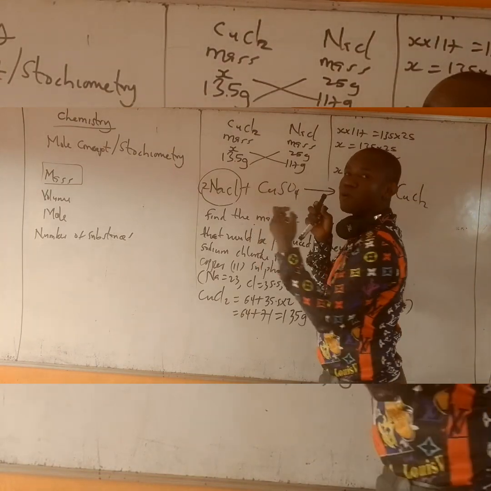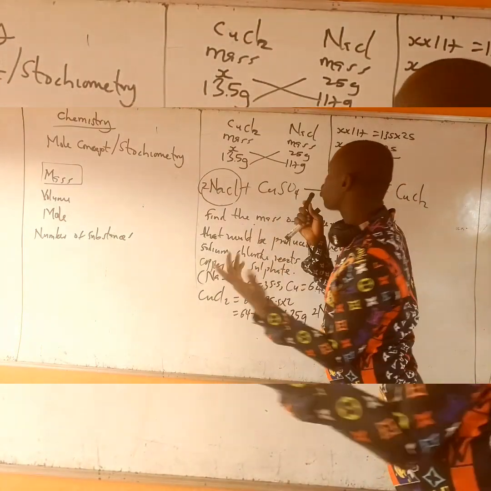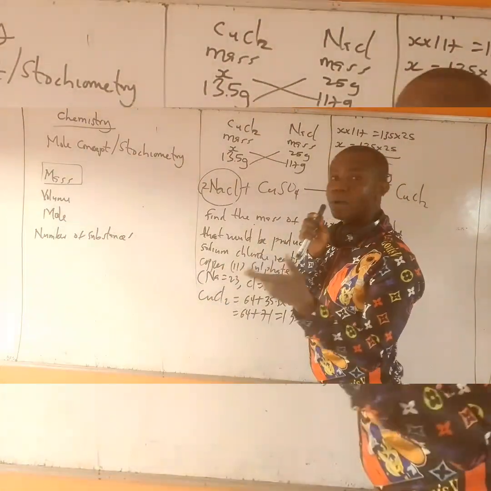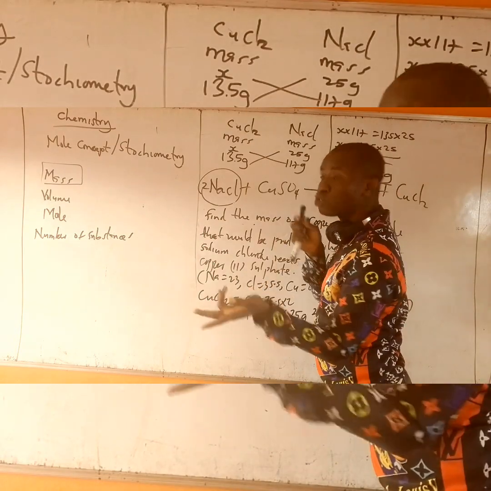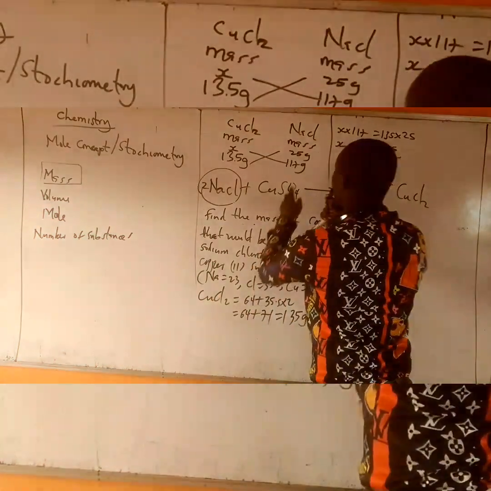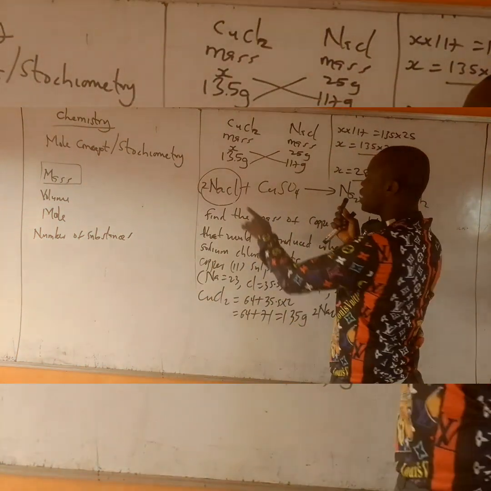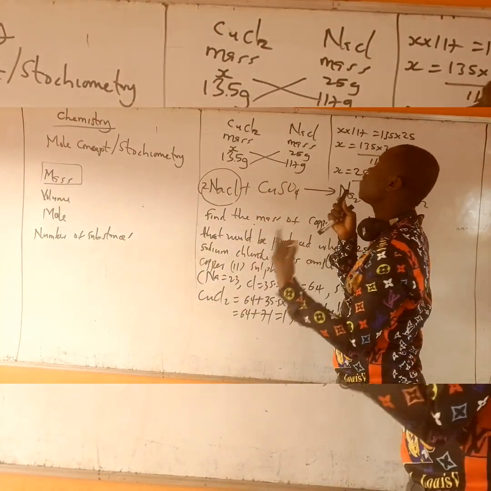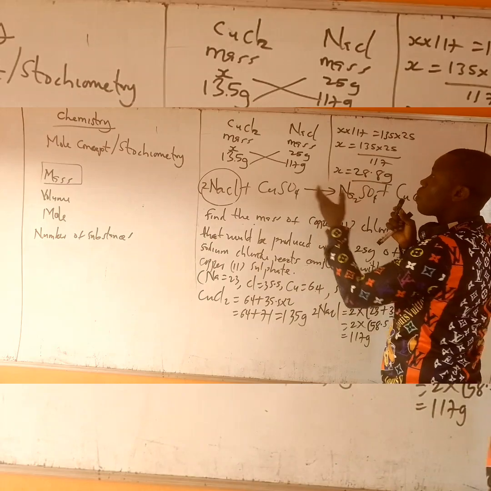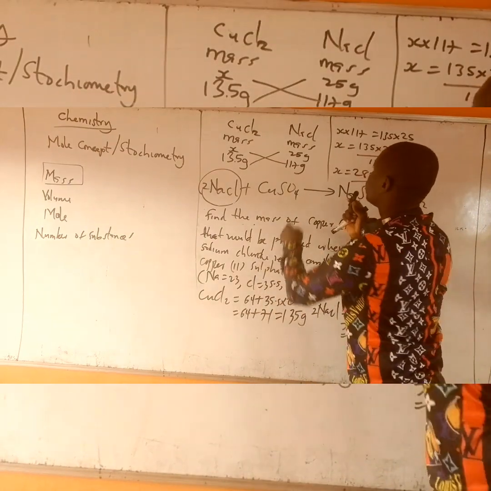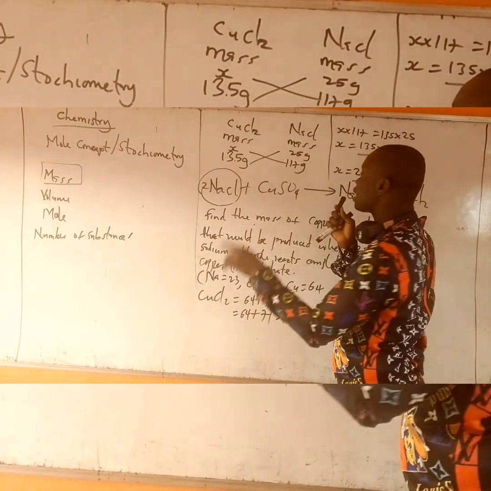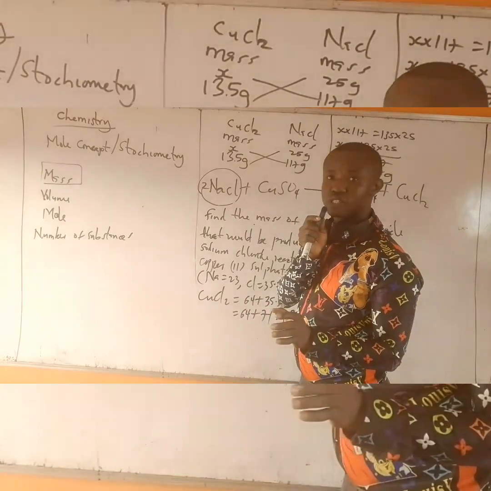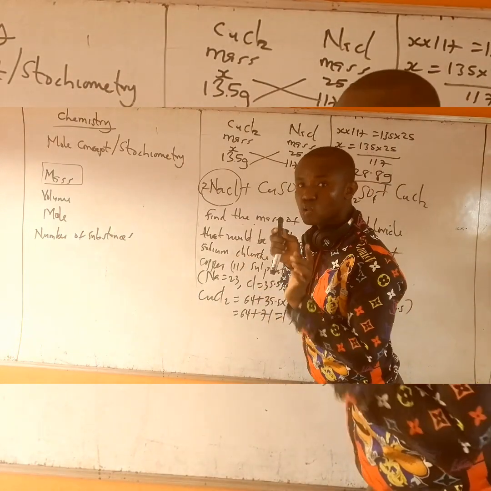135 gram of copper(II) chloride is produced when 117 gram of sodium chloride reacts completely with copper(II) sulfate. Do you understand? Therefore, what mass of copper(II) chloride is produced when 25 grams of sodium chloride reacts completely with copper(II) sulfate?